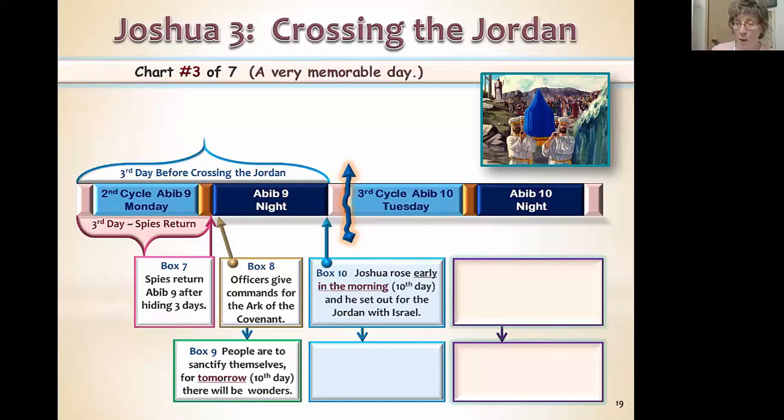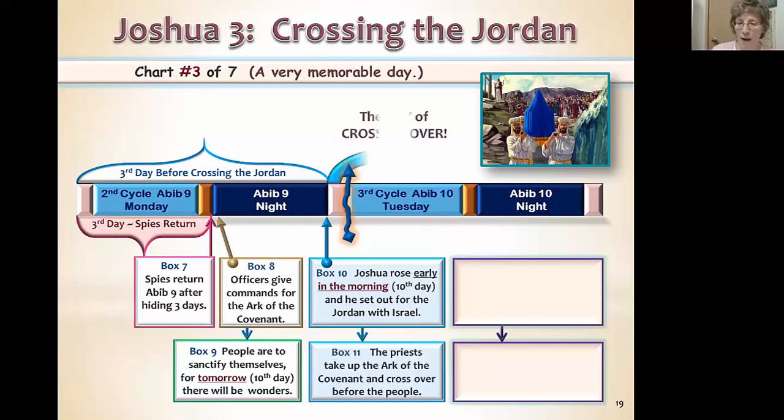And we already read that Joshua rose early in the morning, and that's on the 10th day, and he set out for the Jordan with Israel. He had a little ways to walk. And the priests took up the Ark of the Covenant, and they crossed over before the people. So Abib 10 is the day that they are crossing over into the land of Canaan, crossing over the Jordan. It was a really great day.